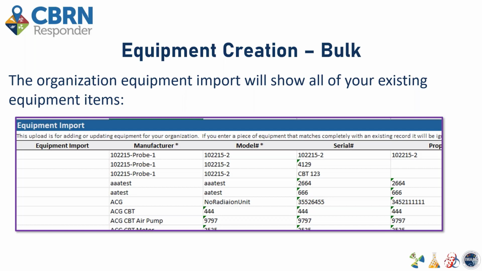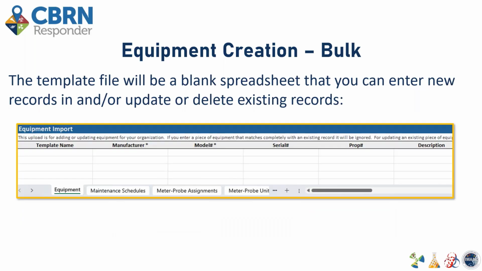What you can actually do if you're looking to update or edit one of these records is you can copy and paste it directly into the blank template file. That way, again, you're not having to manually type in all of that information. You can find the records that you're looking to update and copy them into the blank spreadsheet.